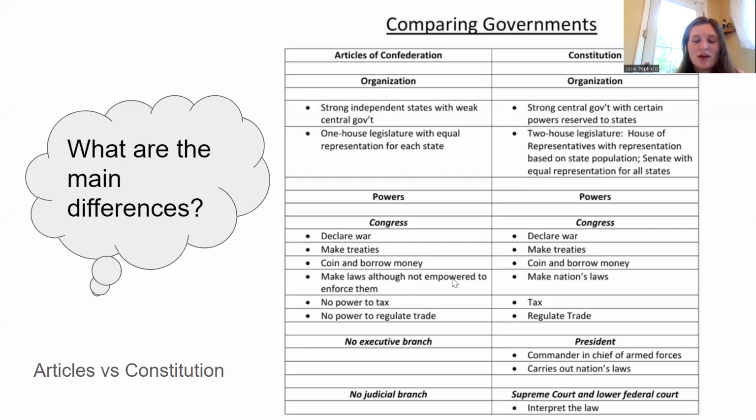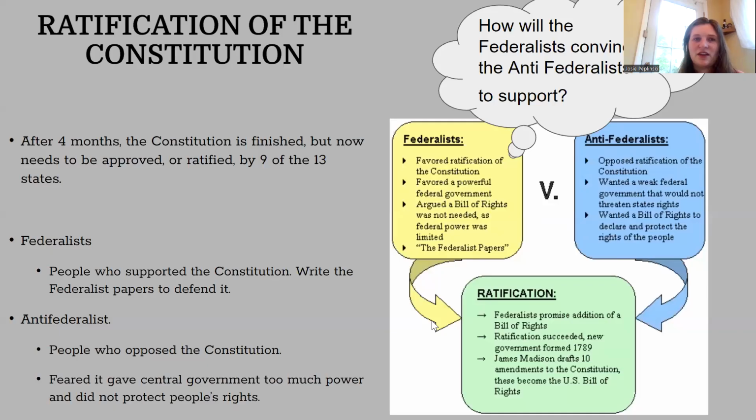So here we have some comparisons between the Articles of Confederation and the Constitution. The Constitution is a lot stronger. It has a lot more powers. The executive branch forms, the judicial branch forms. So under the Articles, there was only Congress. There was only the legislative branch.